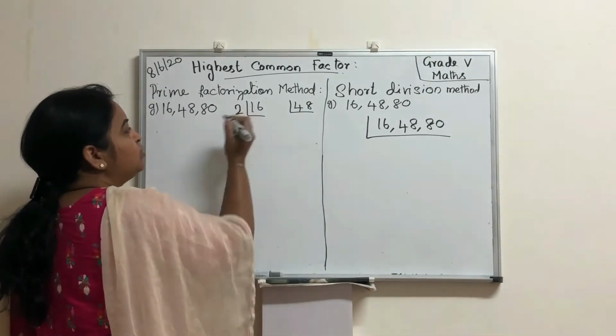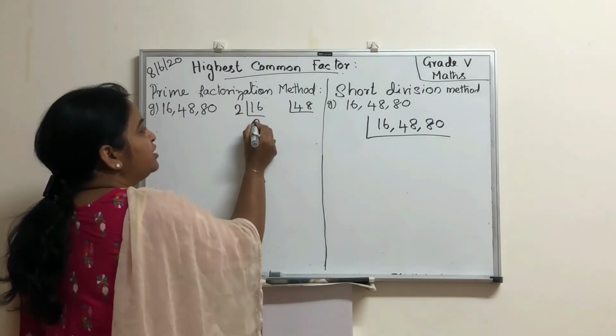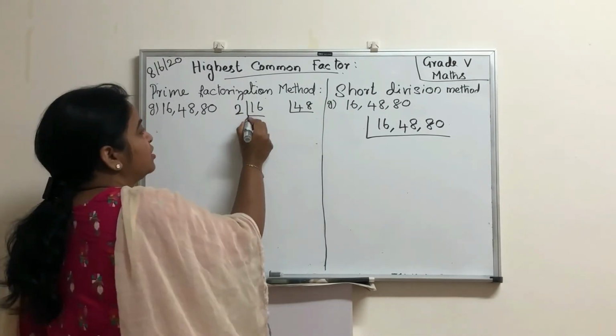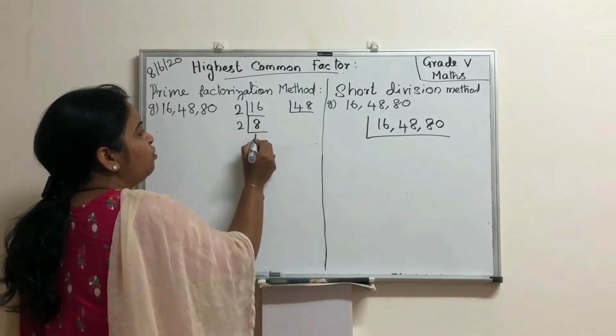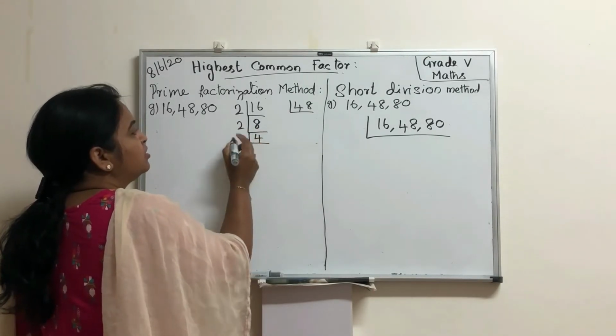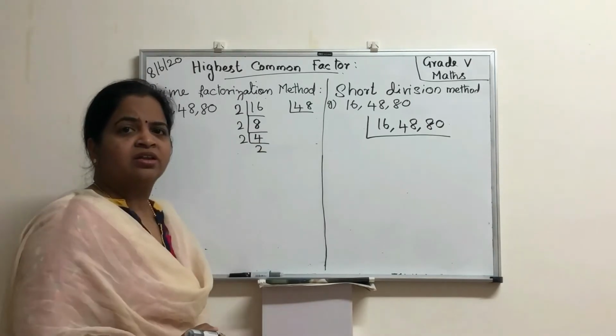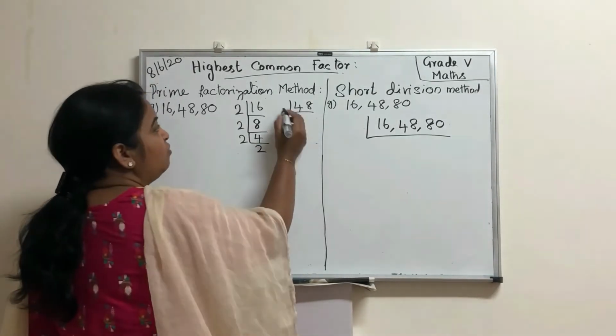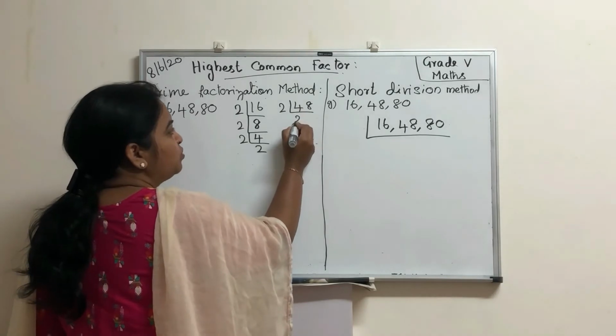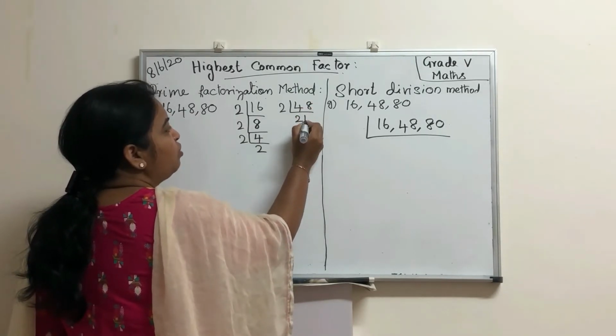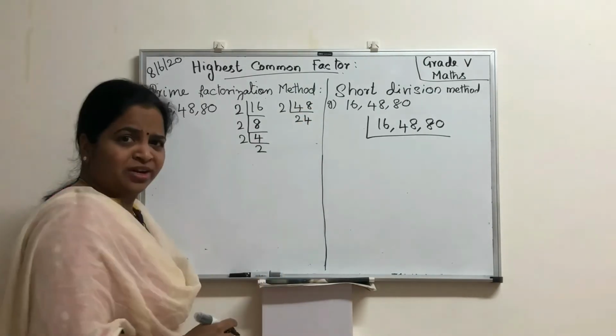Divide with 2. 2 8s are 16. Again divide with 2. 4 2s are 8. Again divide with 2. 2 2s are 4. Okay. How will you do this one? 2. 2 2s are 4. 4 2s are 8. Do you understand?